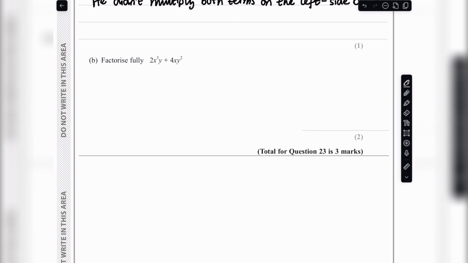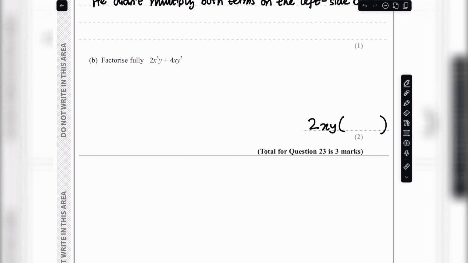In the final part of this question, we are told to factorize fully this expression. So the highest common factor of the number 2 and 4 is 2, so we can put the number 2 outside. And the letters x and y appear in both terms, so we can put x and y next to 2. And so to determine the terms in our brackets, we need to divide 2x cubed y by 2xy.